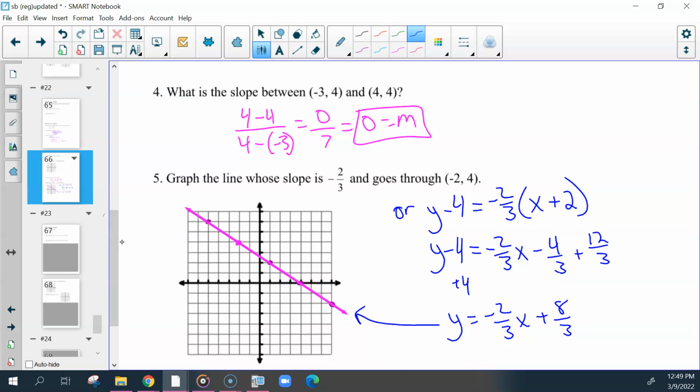Number 4, we needed to find the slope between these 2 points. I know it's been a while since we did slope, but you're taking the y's and subtracting them, and then the x's and subtracting them. So 4 minus 4 would give us 0. 4 minus a negative 3 would give us 7, because you end up adding. But that doesn't matter because 0 divided by anything is 0. So our slope here is 0. Questions on number 4?